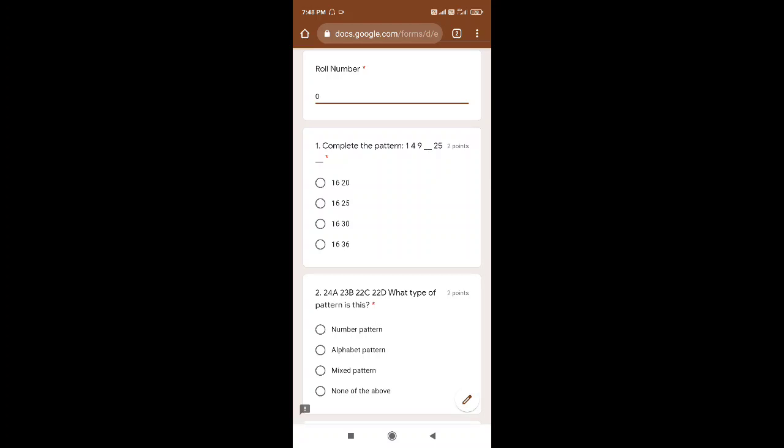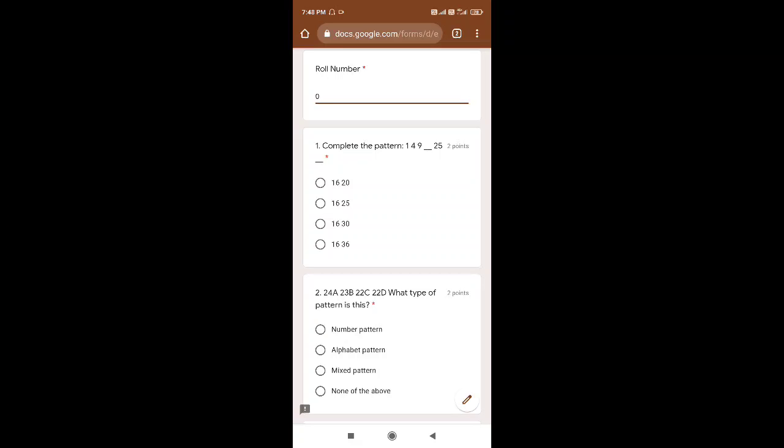Complete the pattern 1, 4, 9, dash, 25. So students, 1 is 1 one-jar, 4 is 2 two-jar, 9 is 3 three-jar, 25 is 5 five-jar. So what number will be there in the dash? Yes, 4 four-jar, that is 16.